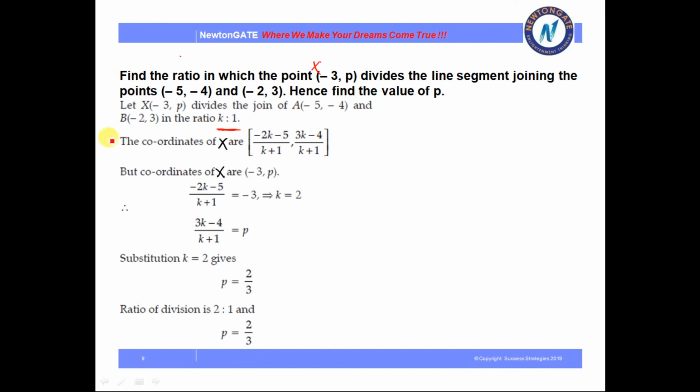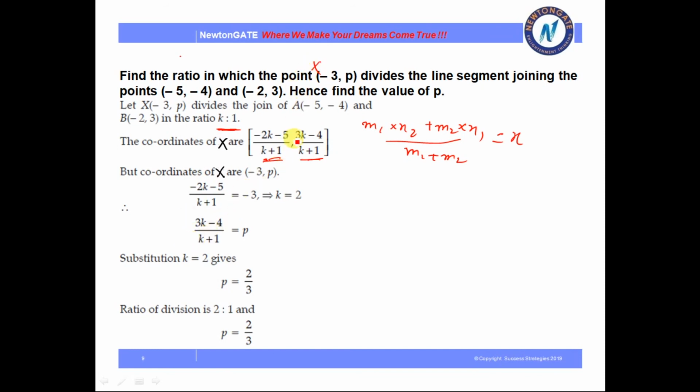So how do we find the coordinates of x? We know what the formula is: (m1 into x2 plus m2 into x1) by (m1 plus m2) is equal to x, right? So the coordinates of this point is given by (-2 into k minus 5) by (k plus 1). And what is the value of y? (3k minus 4) by (k plus 1). So now the value of y and the value of x, we can equate this with x and y that are given.